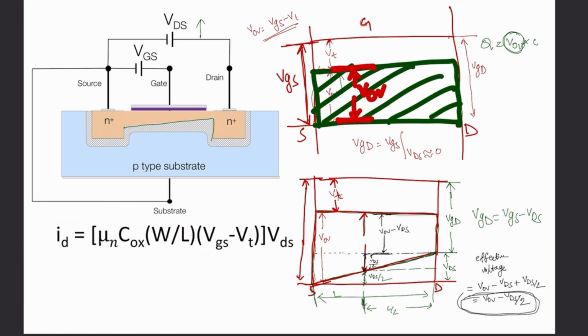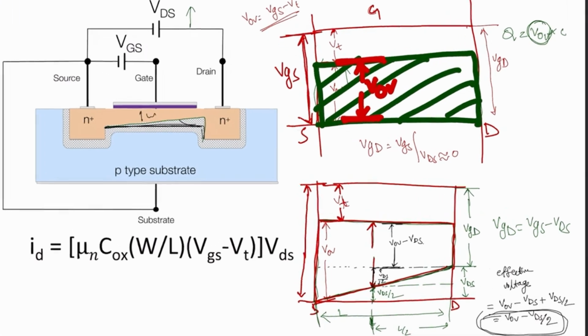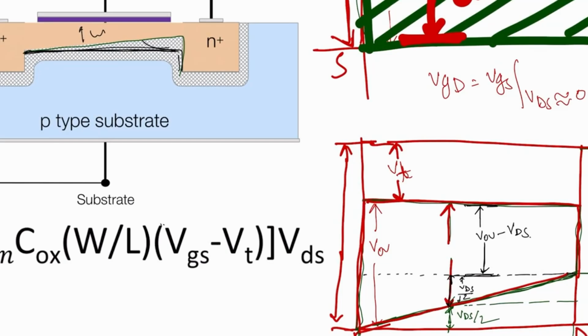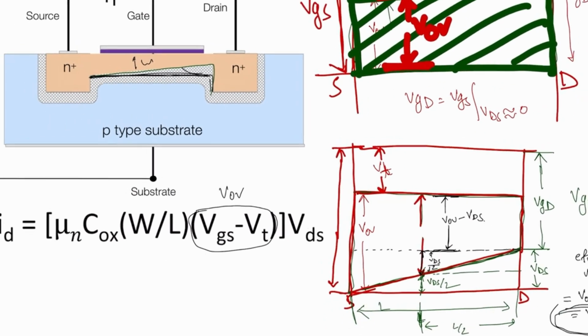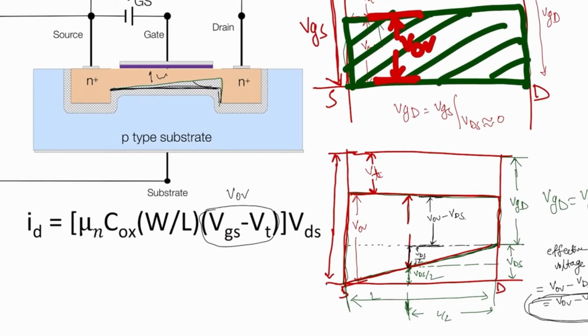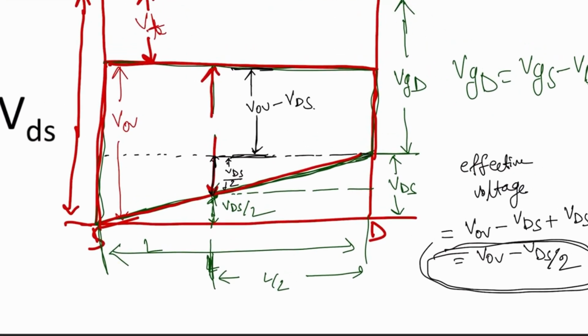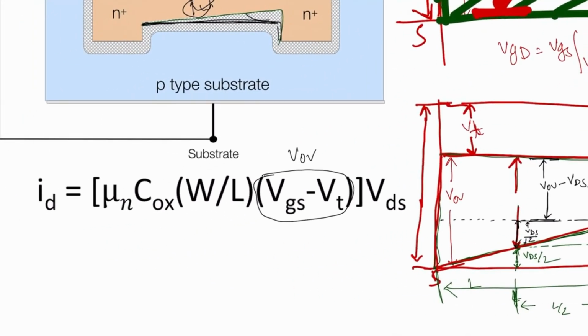Let's see here. Last time our channel was this one, right? That means no depletion region tapered the channel. The channel's total width is W and length is L. At that time the voltage across the channel is VOV. This is VOV. Now what is happening? The voltage across this channel is changed, and now the effective voltage is VOV minus VDS by 2. So what I need to do is just change the voltage.